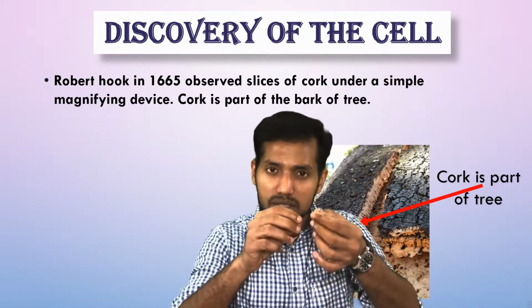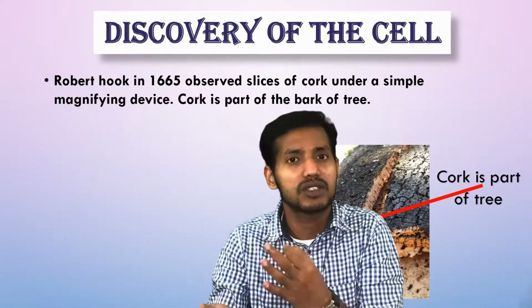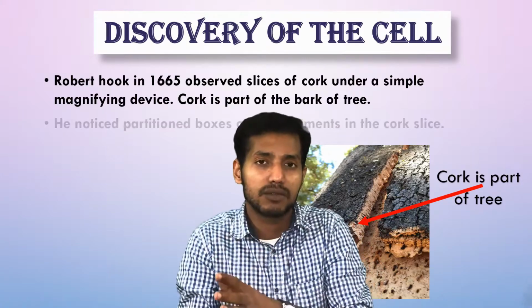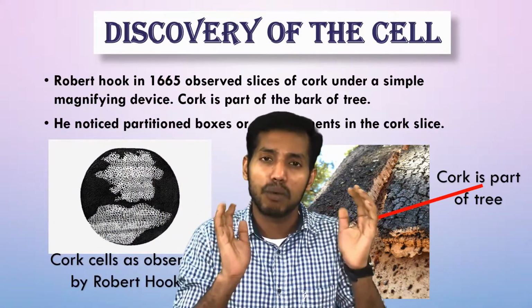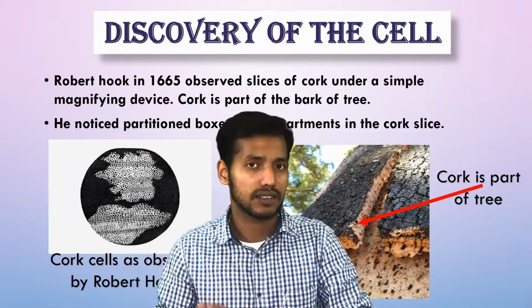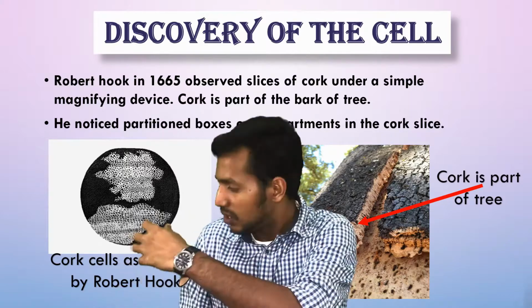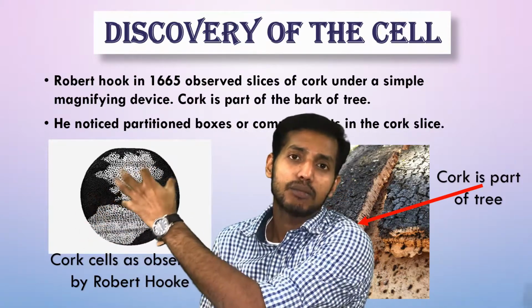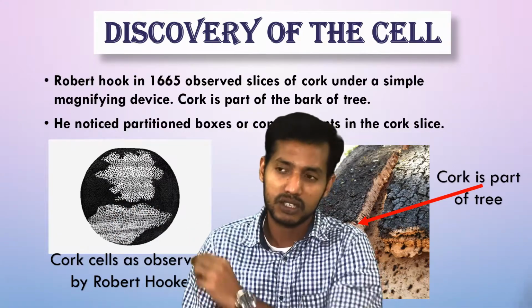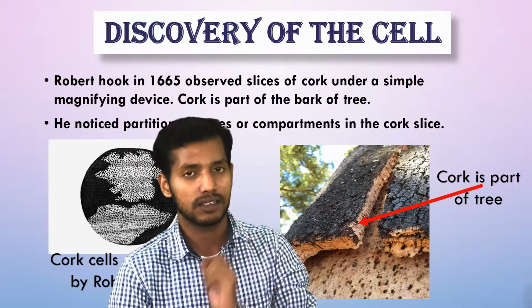He took a small slice of the cork cell and observed under a simple magnifying device, which can be a simple magnifying lens. He noticed partitions, compartments or boxes in the cork cells, so that the entire cork slice is divided into small compartments and boxes partitioned by a wall, so that each compartment is called a cell.